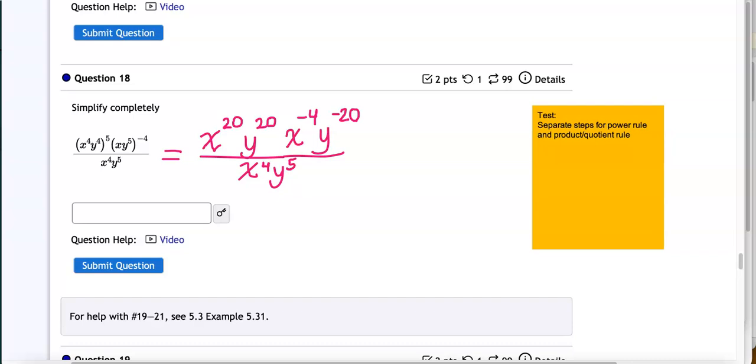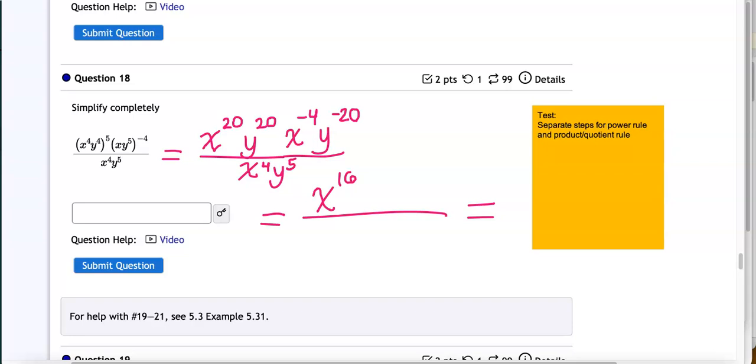So now what we're going to do is apply the product rule and the quotient rule. And so looking at the x denominators, I'm going to do the product rule separately from the quotient rule, although you can combine them into one step. Looking at the numerator, x to the 20th times x to the negative 4th, we're going to add together the 20th and the negative 4 and get x to the 16th.